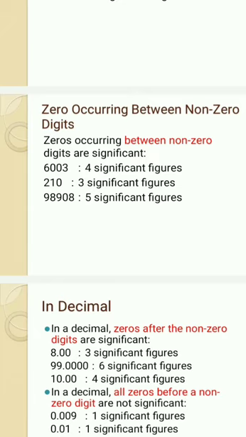Okay, we see the example 8.00. There are three significant figures. It means that after the point, even though it is zero digit, one, two, it still counts as significant figures. Do you get it?